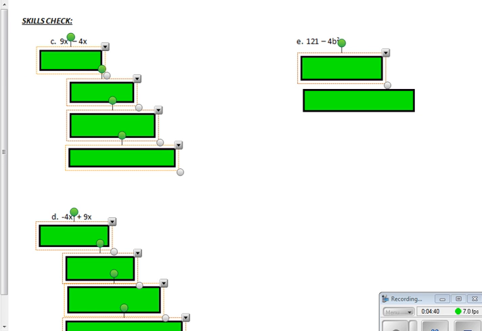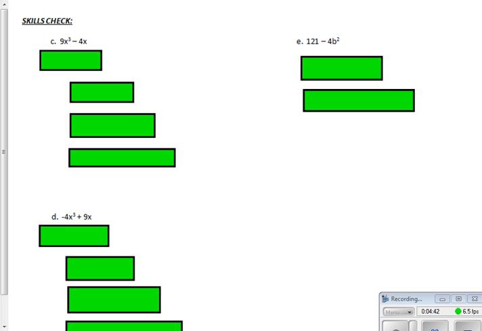Skills check. I want you to go ahead and give example C a shot here. So I want you to pause the video, and then after you do C, we'll check back in, and I want to help you out with D to start, because that is a little bit different. So go ahead, pause the video here and work through example C. Hint, some of these you might need to factor something out first.